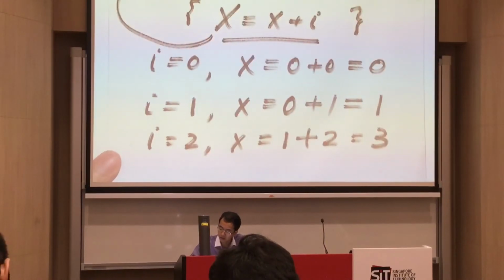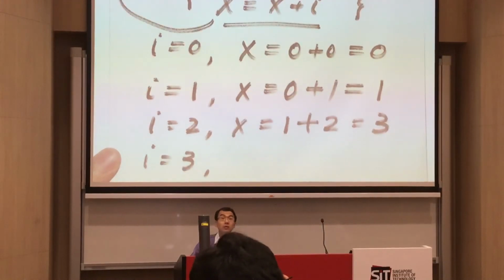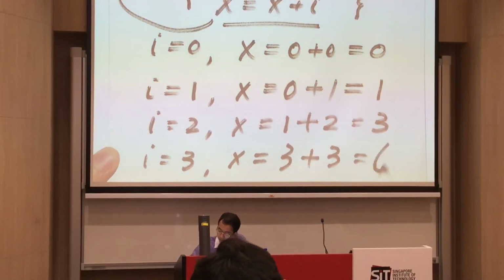Okay. So after this one, you increment your i by 1. i equals 3. So you check i, is it still less than 5? True. Okay. So now you do this again. 3 plus what? 3, right? 6.